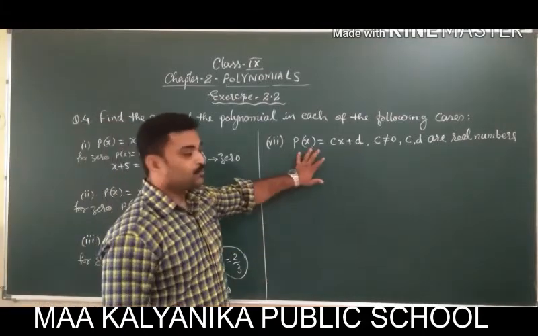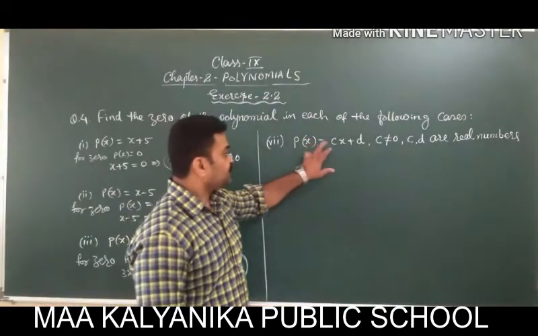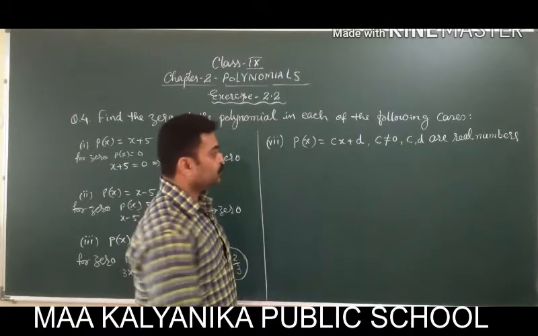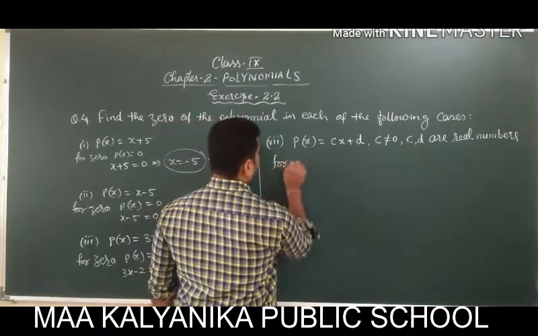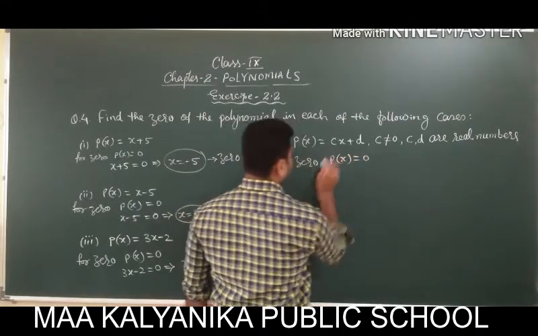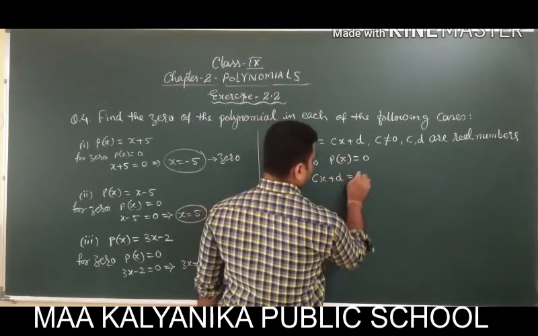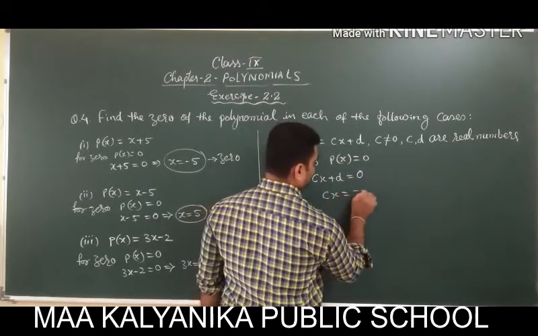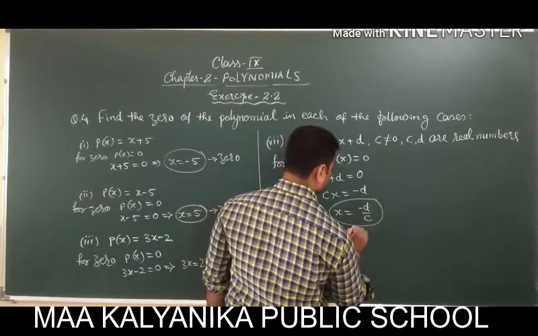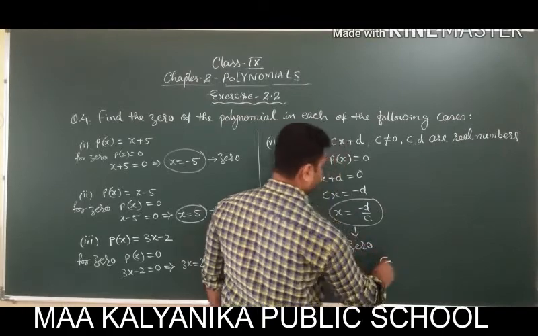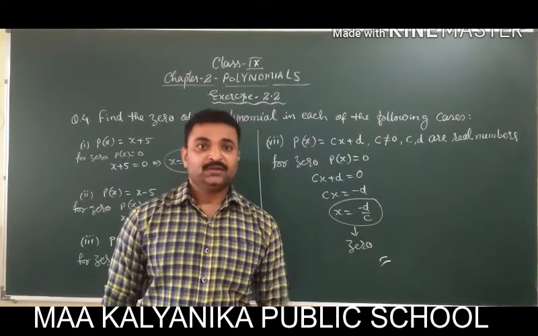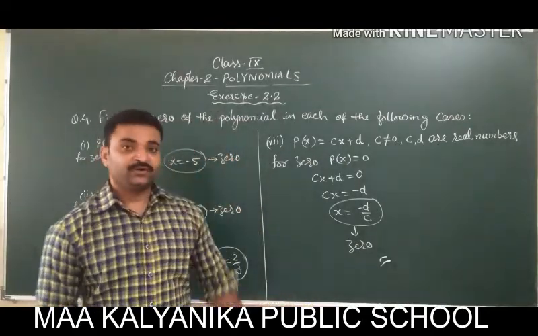Similarly, we will do in the seventh part. p(x) is equal to cx plus d, where c is not equal to 0 and c, d are real numbers. Okay. So again we will put for zero, p(x) is equal to 0. This implies cx plus d is equal to 0. So cx is equal to minus d and x is equal to minus d upon c. This is the zero of the given polynomial p(x). Now we proceed to the next topic. So pause the video to be noted down.